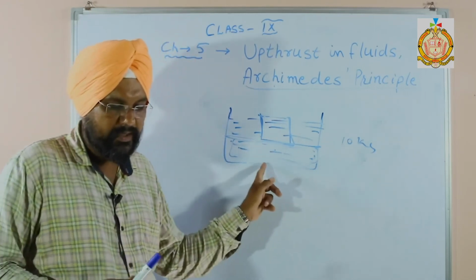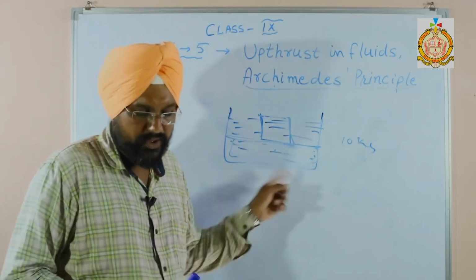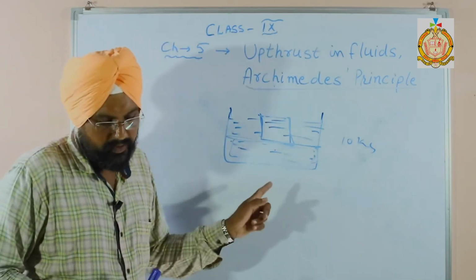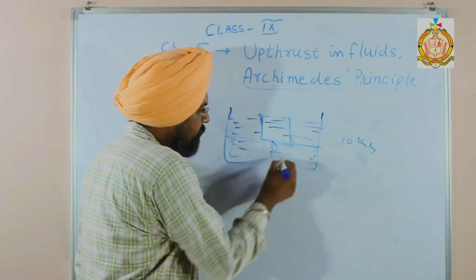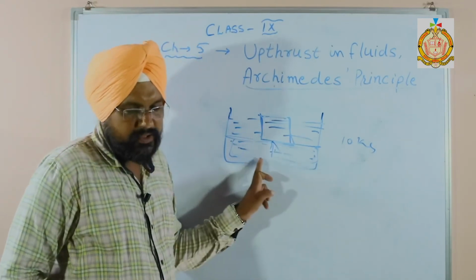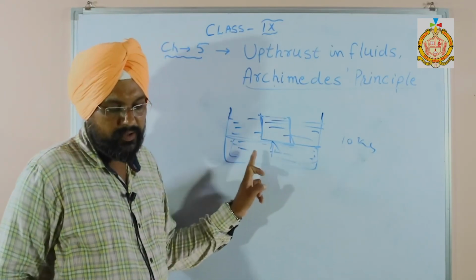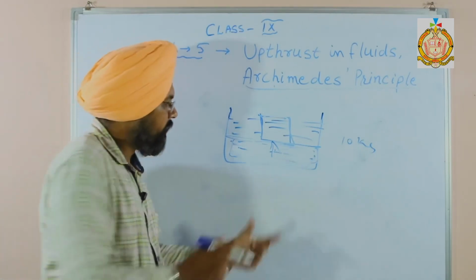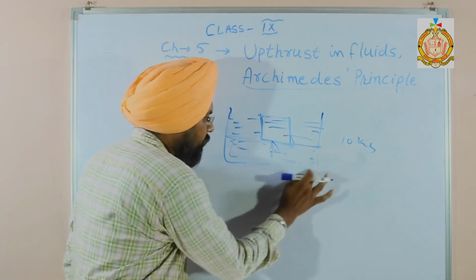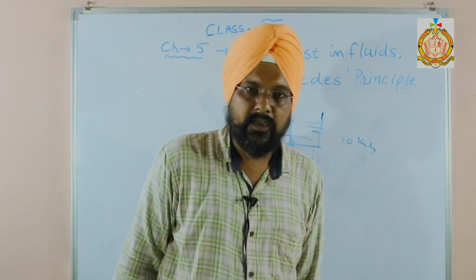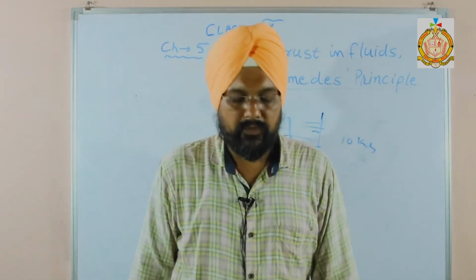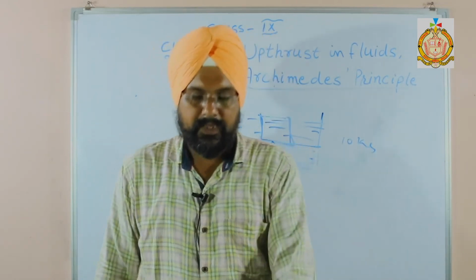Archimedes principle states that when a body is immersed partially or completely in a liquid, it experiences an upthrust. This body is experiencing an upthrust, which is equal to the weight of the liquid displaced by it. That is called Archimedes principle. The experimental verification is also there, and that is important.